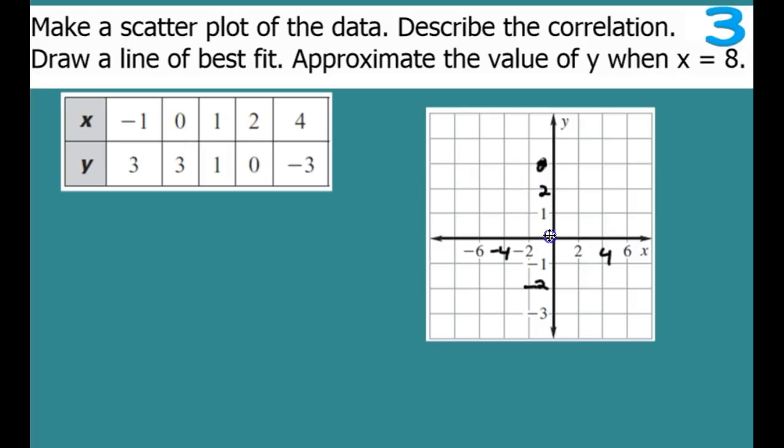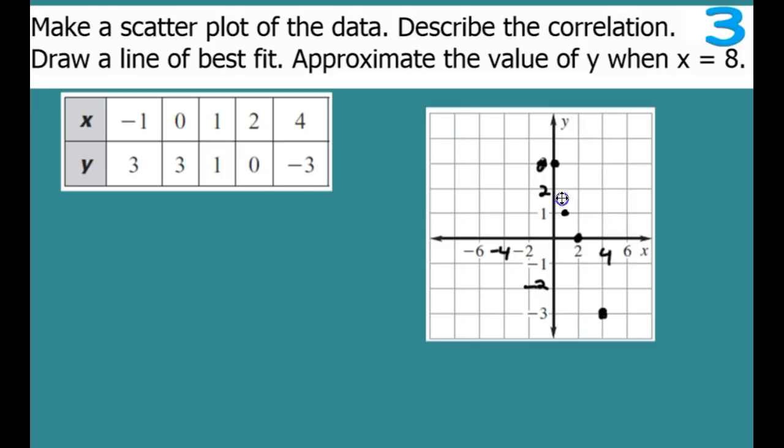Then we're going to 0 and up to 3 again. Then 1 to 1, so 1 and up 1. Over to the right 1 and up 1. Over to the right 2 and up 0. And over to the right 4 and down -1, 2, 3.